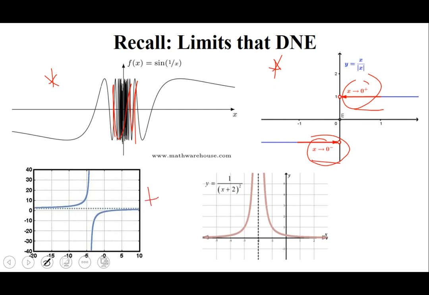This example here, at a value of 5, we would say that the limit does not exist because the left-handed approach is going all the way up to infinity, where the right-handed approach is going down to negative infinity. So again, the limit does not exist because the two sides are not going to the same spot.